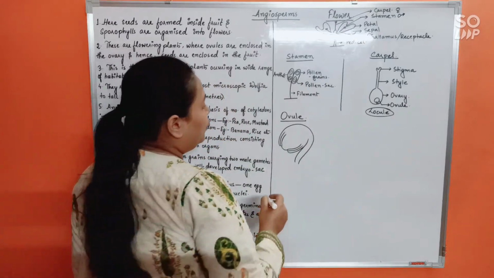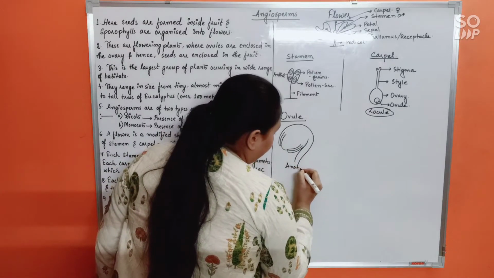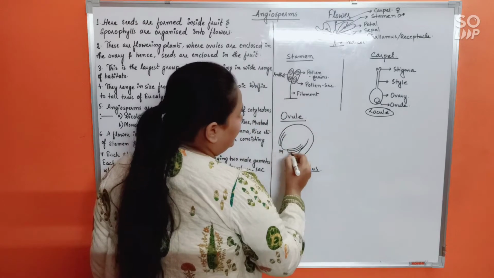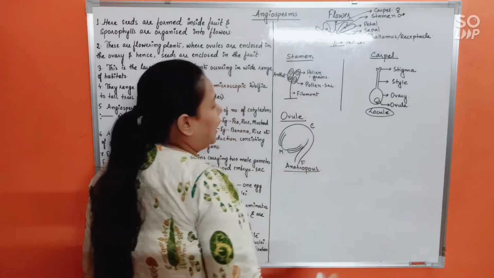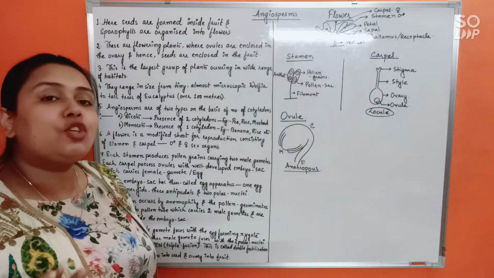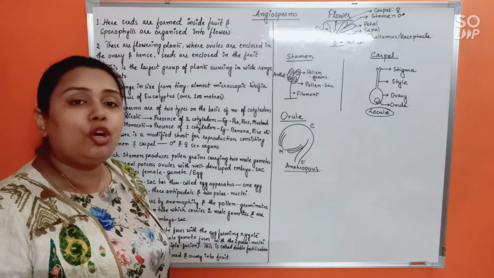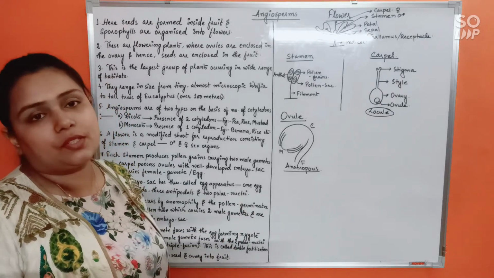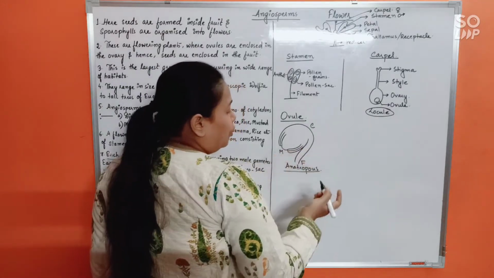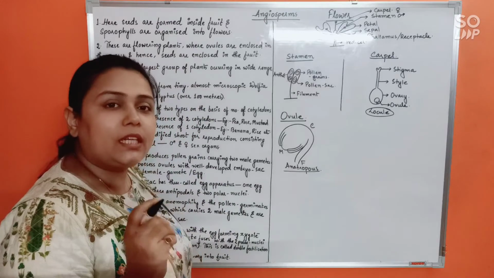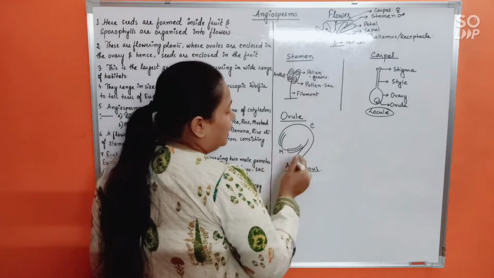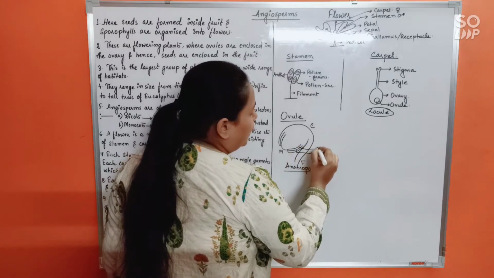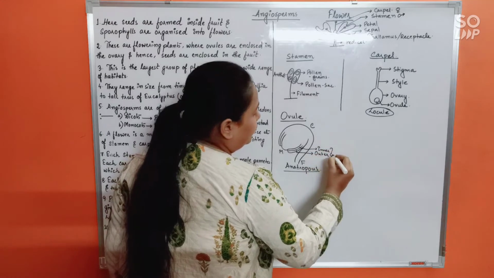In angiosperms, the ovule is mostly anatropous in nature. Anatropous means micropyle is tilted towards the funicle and chalaza remains on the opposite side. Like in gymnosperms, the ovule would be orthotropous, whereas in case of angiosperms, mostly it will be anatropous. Alright, so now see, like in gymnosperms, you have learned that the ovule has one integument. It is unitegmic, but in angiosperms, it is bitegmic. So these are the outer and of course inner integument.